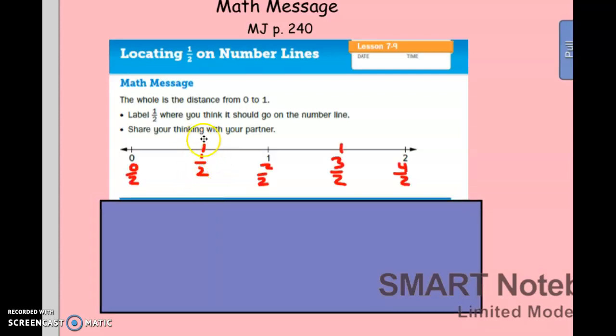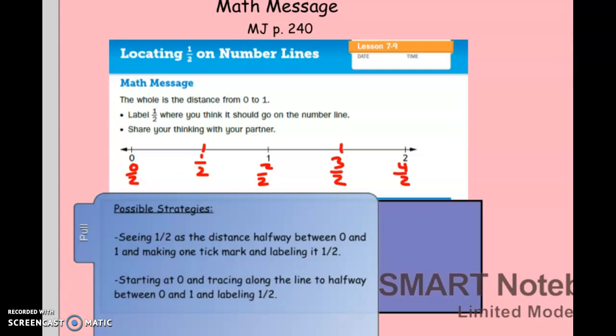Here's where 1/2 should be on your number line. You might have used a few different strategies. For example, you might have seen 1/2 as the distance halfway between 0 and 1, making a tick mark and labeling it 1/2. You might have also started at 0 and traced along the line halfway between 0 and 1 and then labeled it 1/2. Put your thumb up if you tried one of these strategies. Great work!